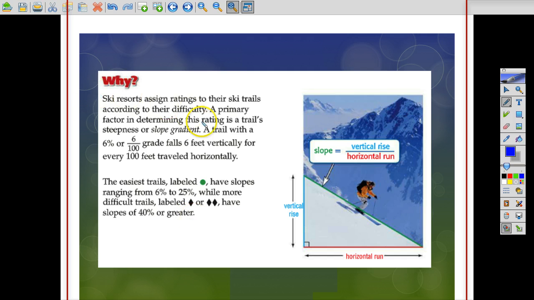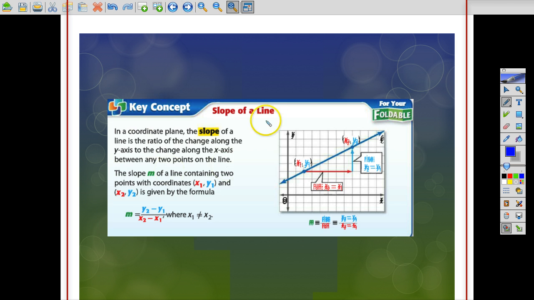Okay, so you remember learning about slopes in last year's algebra class. Remember, a slope is vertical rise over horizontal run. Rise over run, you should remember that from last year. So the slope depends on how much you rise over how much you run, and what that ratio is. Right, slope of a line.